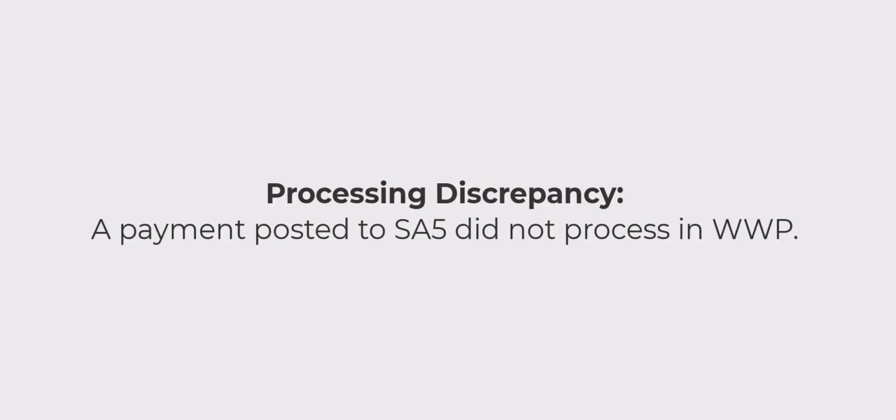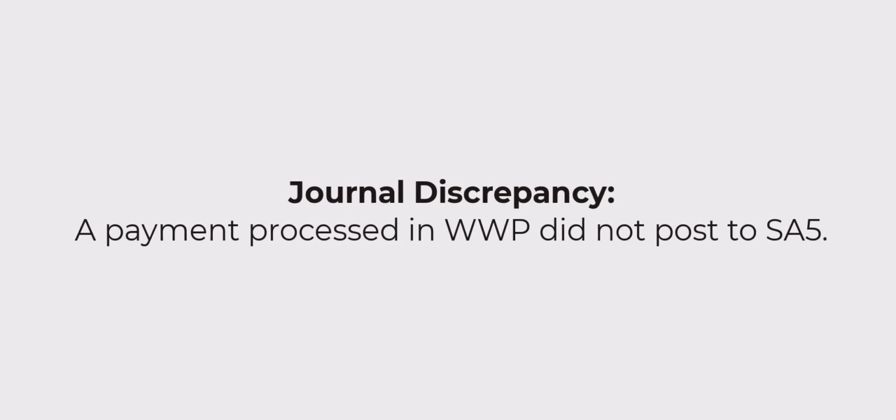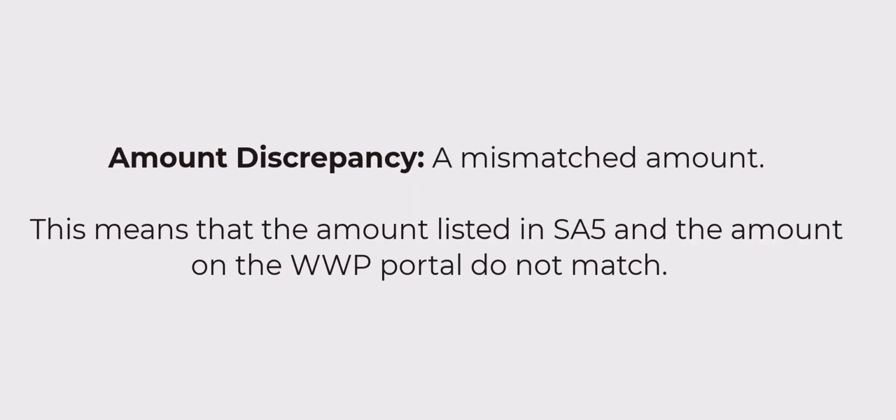In the report, a processing discrepancy means that a payment posted to SA5 did not process in WorkWave Payments. A journal discrepancy means that a payment processed in WorkWave Payments did not post to SA5. An amount discrepancy indicates a mismatched amount. This means that the amount listed in SA5 and the amount on the WorkWave Payments portal do not match.